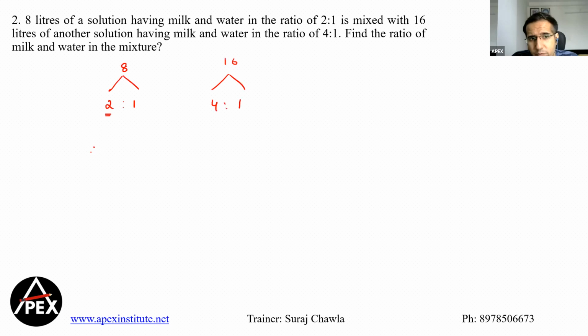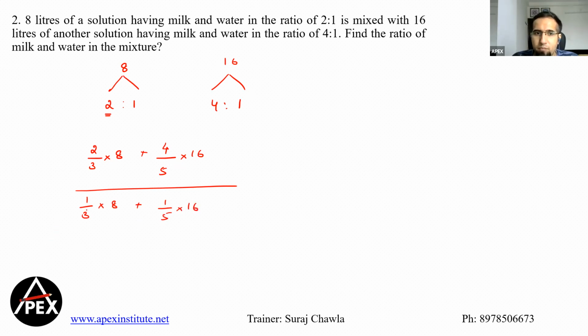The quantity of milk coming from the first mixture is 2 by 3 of 8, plus the quantity of milk coming from the second mixture is 4 by 5 of 16, divided by 1 by 3 of 8 plus 1 by 5 of 16. Clear? So if you want, you can solve this directly here, guys. So this is 15. So 5 2s are 10, 10 into 8 is 80. 16 fours is 64. 64 into 3. What is 64 into 3, guys?